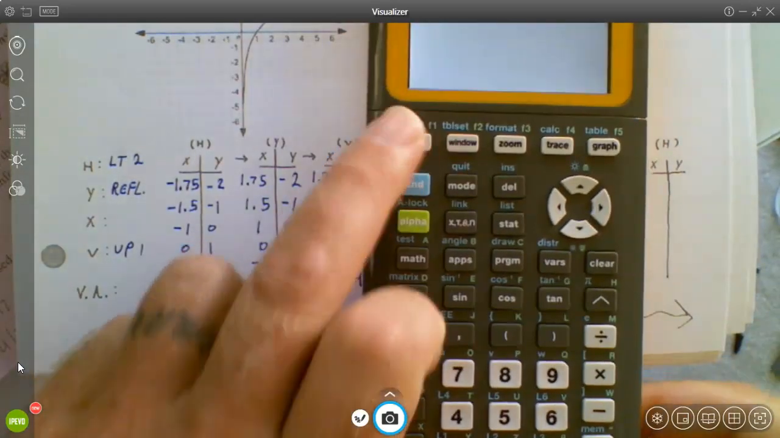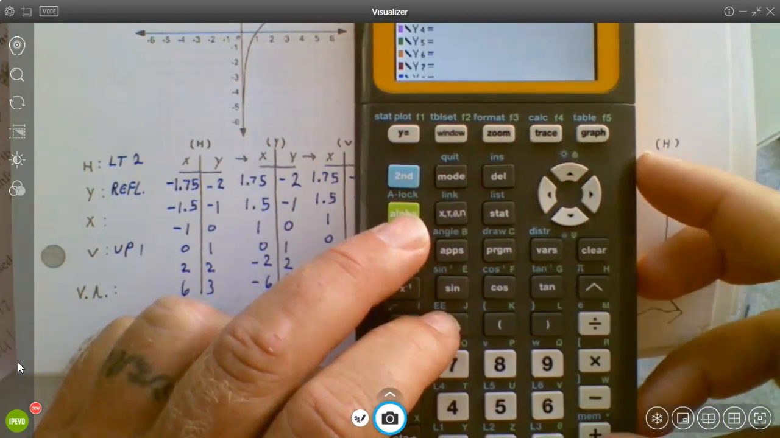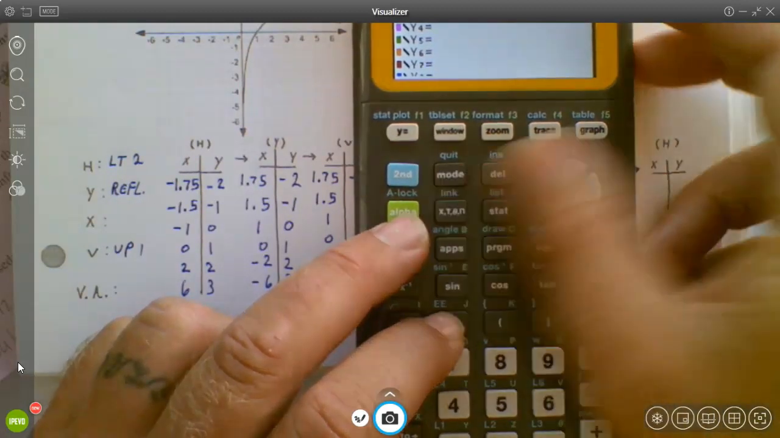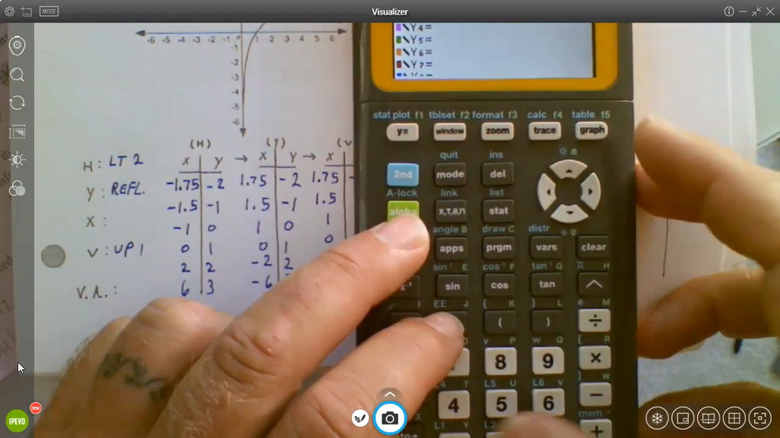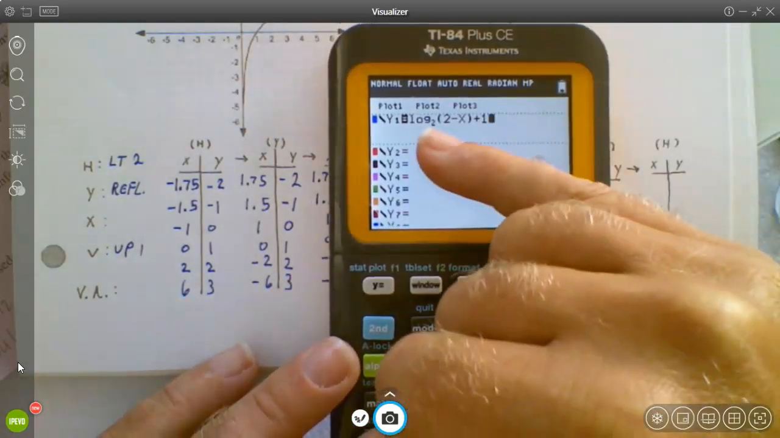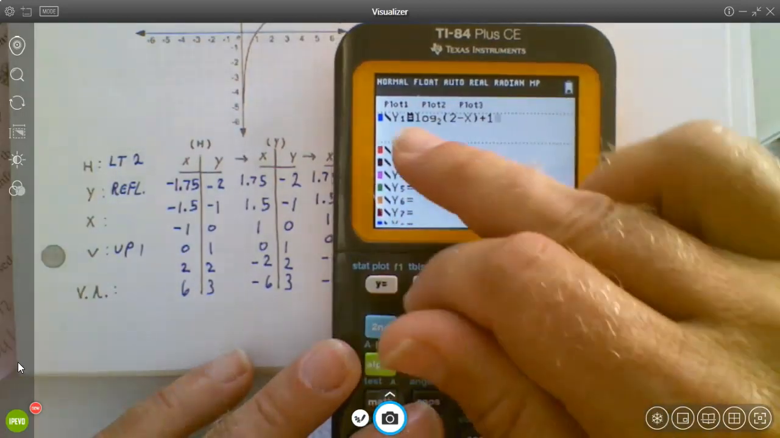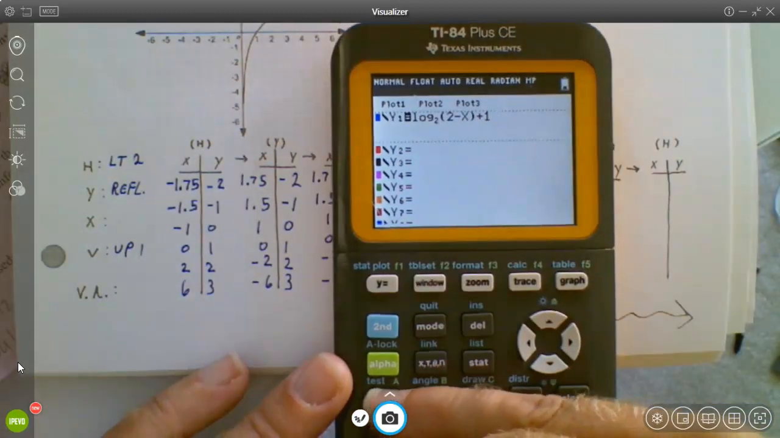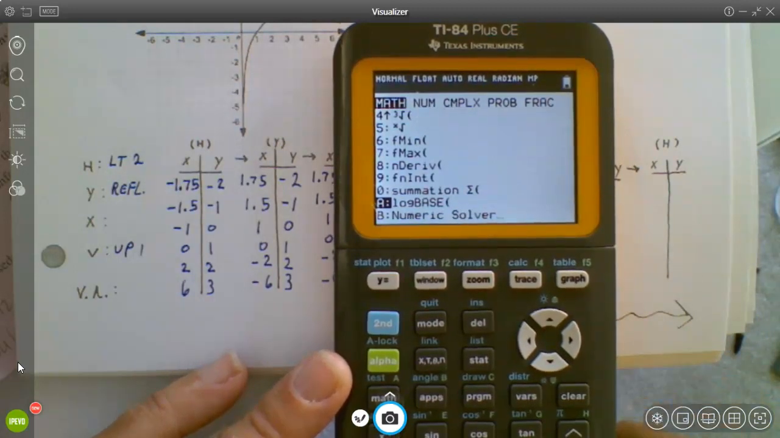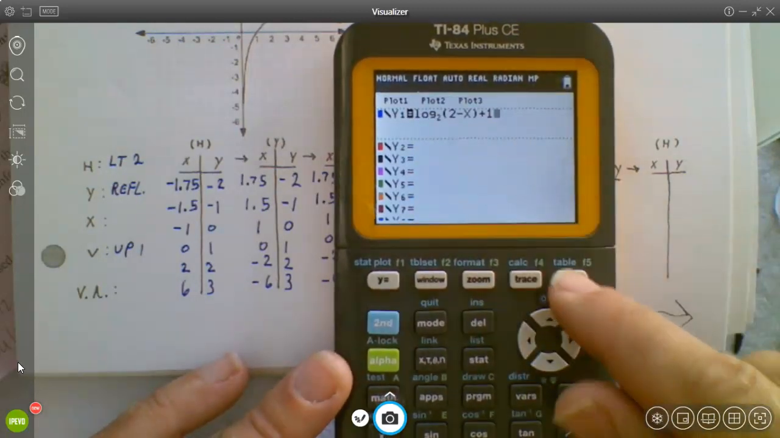So I'm going to go into my graph. Let's graph log base 2 of 2 minus x, plus 1. By the way, the little log base 2, I don't realize you guys are off camera sometimes because I get going on whatever's down here. So the little log base 2 I got from under my math button. If you hit math, I go down to this option that says log base, and that lets me put in any base I want for my logs. So that's where I got that from. So anyway, here's our new graph. Let's see how it looks.